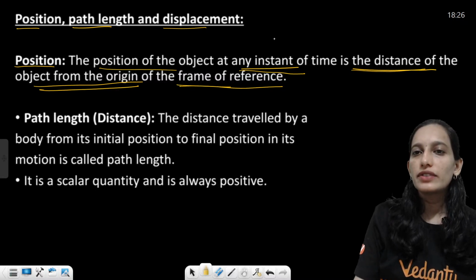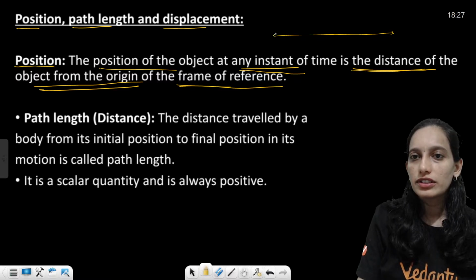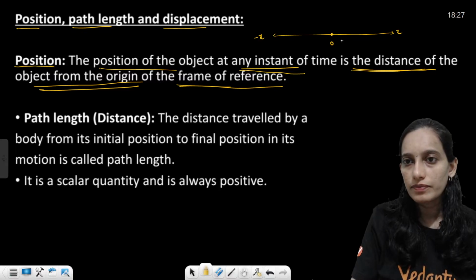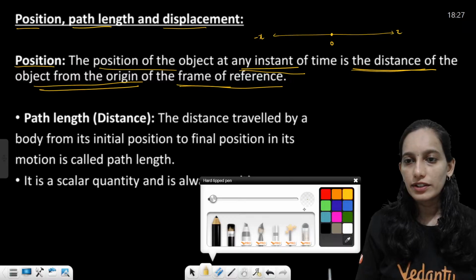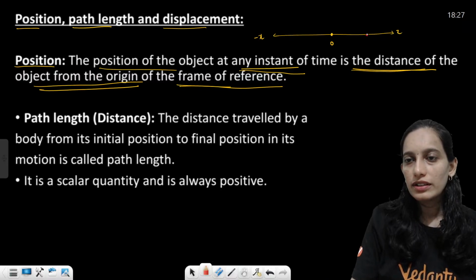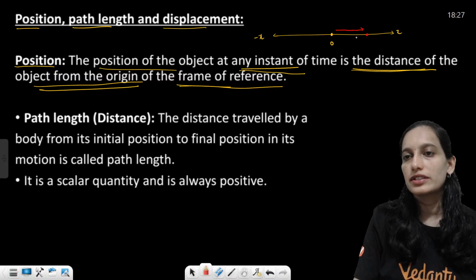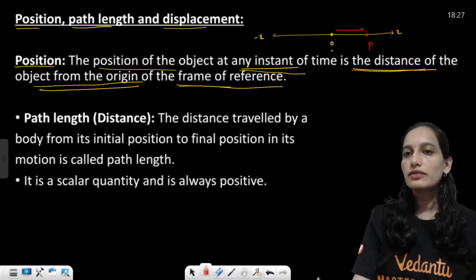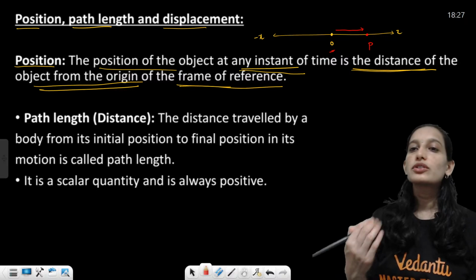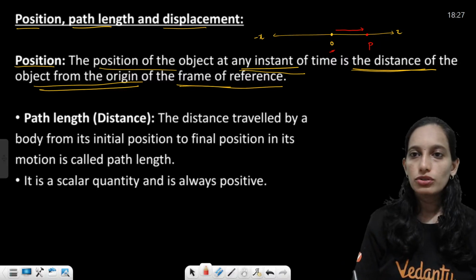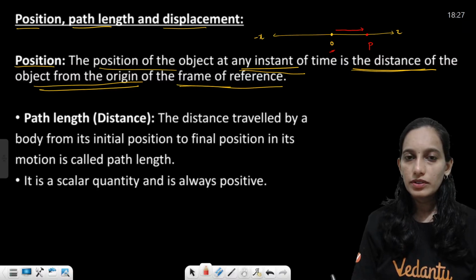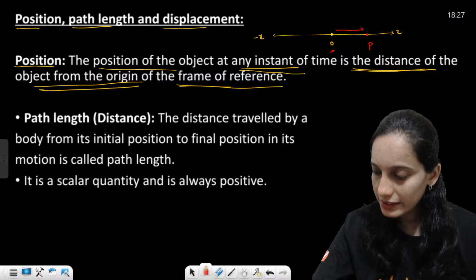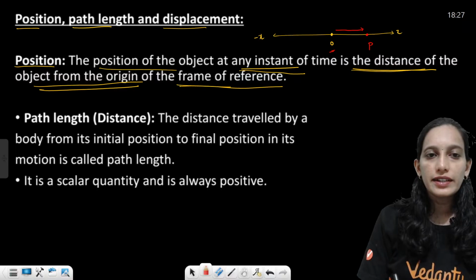In one dimension it is very easy, right? We will have just the x-axis. This will be our negative x-axis, and let me say this is our origin. The particle may be present somewhere here. So what is its distance? If we measure, the distance of this particle from the origin gives us the position. That's how we do the measurement of position. Hope it is clear. If you are there, please respond yes. The next thing is path length.